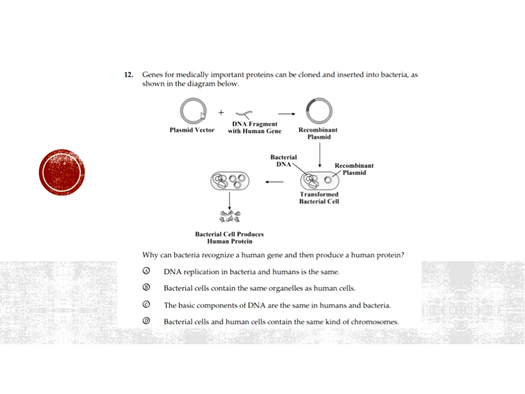So why can the bacteria recognize a human gene and then produce that human protein, even though it's a bacteria? Is it A, DNA replication in bacteria and humans is the same? B, bacteria cells contain the same organelles as humans? C, the basic components of DNA are the same in humans and bacteria? Or D, bacterial cells and human cells contain the same kind of chromosomes?